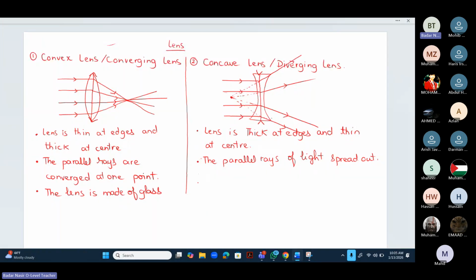Refraction occurs in lenses, whether it's a concave or a convex lens. So refraction is the one responsible for that. Why does refraction take place? Because glass is a different medium and air is a different medium.